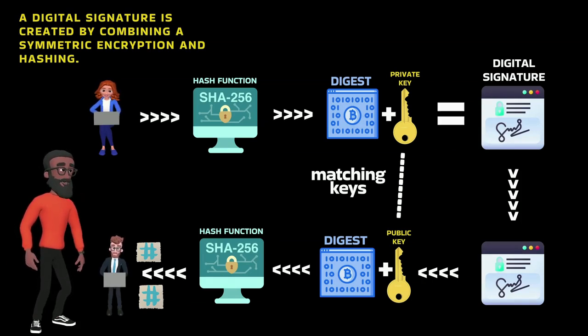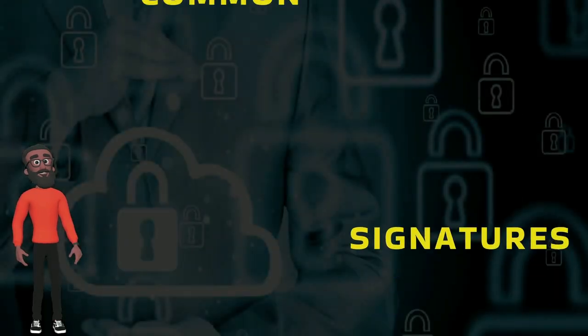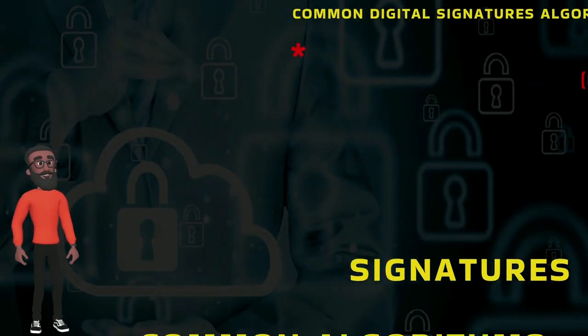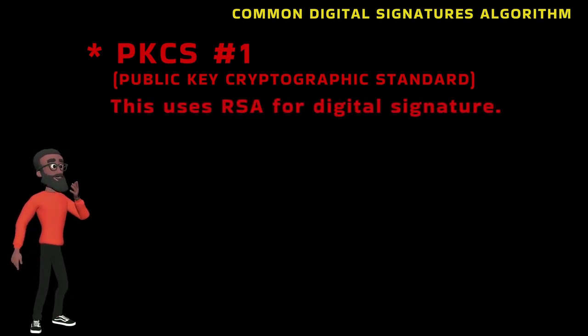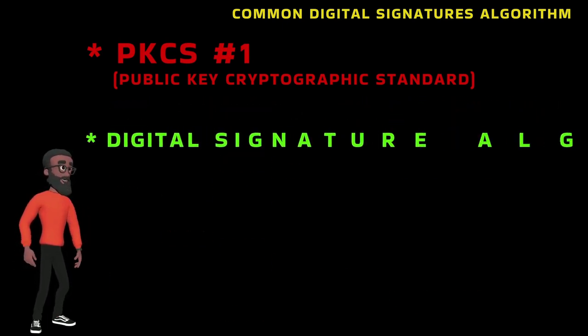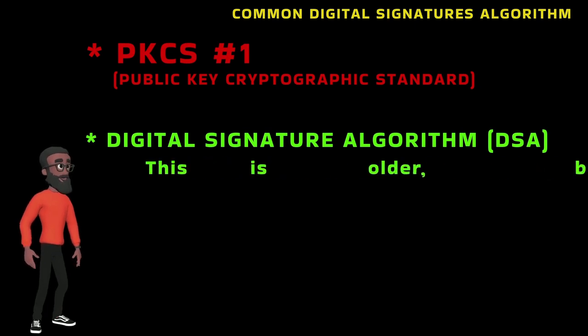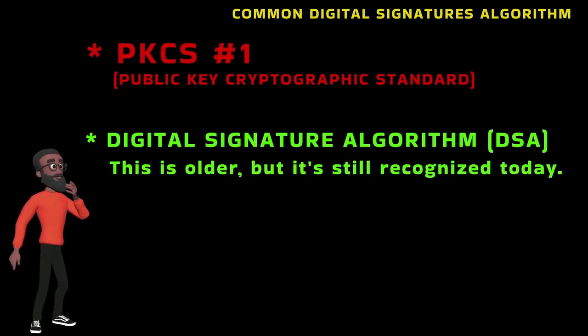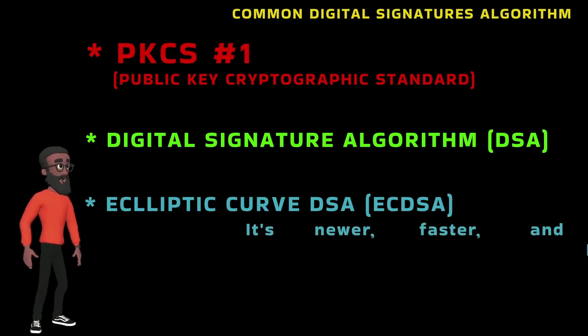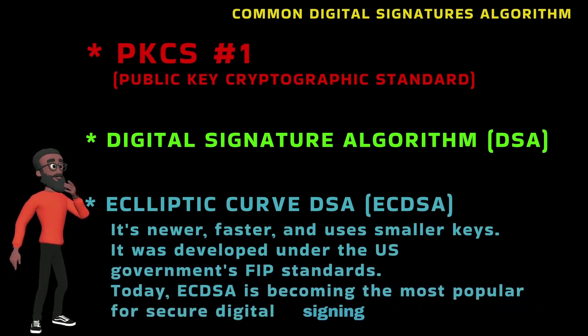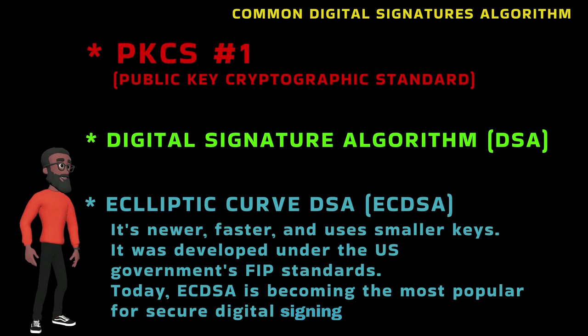Let's talk about some algorithms that are common for digital signatures. You have PKCS number 1. This uses RSA for digital signatures. Then you have the Digital Signature Algorithm, DSA. This is older, but is still recognized today. Then you have elliptic curve DSA, ECDSA. It's newer, faster, and uses smaller keys. It was developed under the US government's FIPS standards. Today, ECDSA is becoming the most popular for secure digital signing.